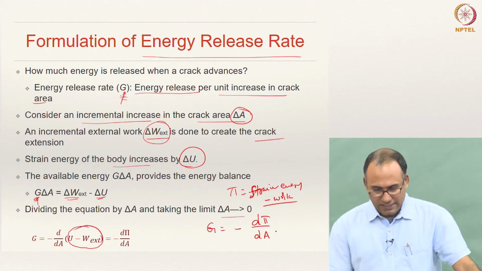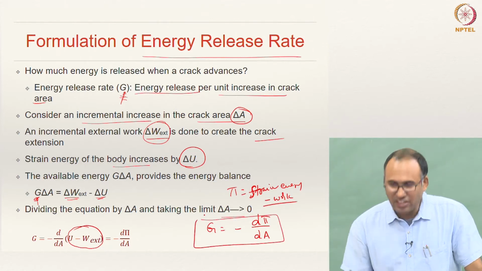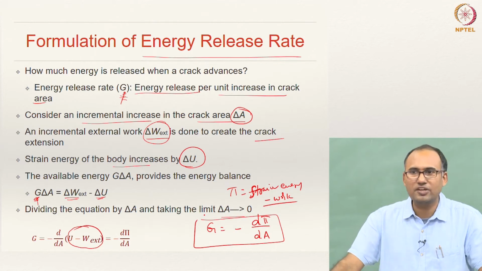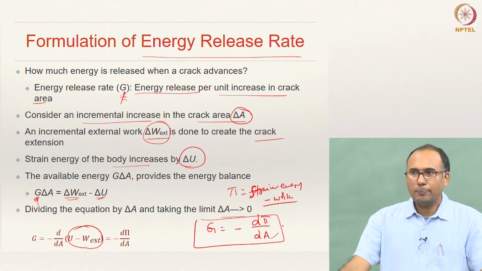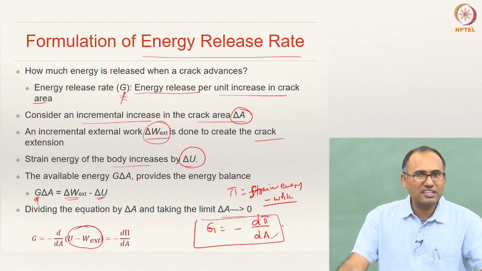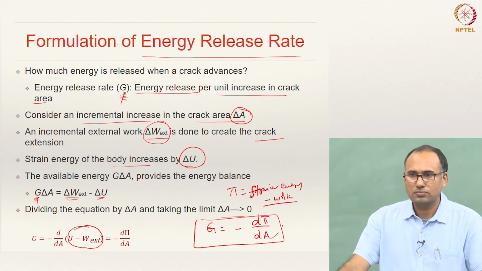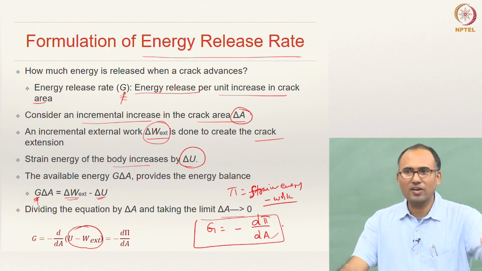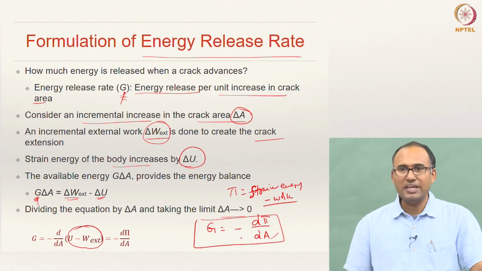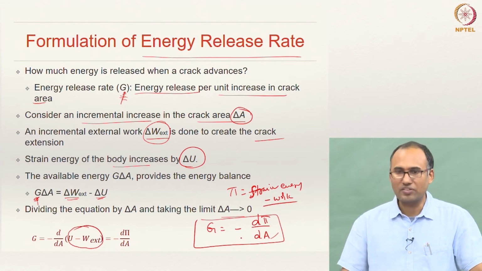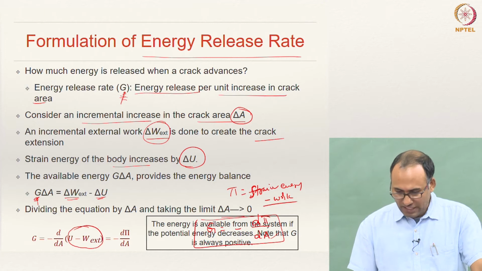Okay, that is the definition: the relation between energy release rate and potential energy of the system, and A is your crack area. Please note that G, the energy release rate, is always positive. It is energy release per unit area, and hence this dΠ/dA should always be a negative quantity.